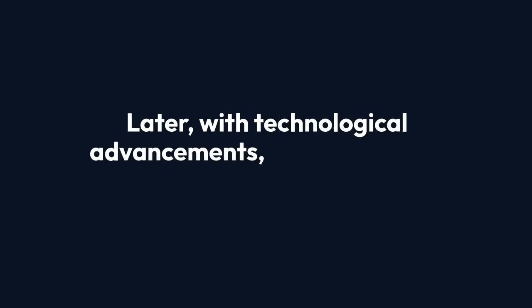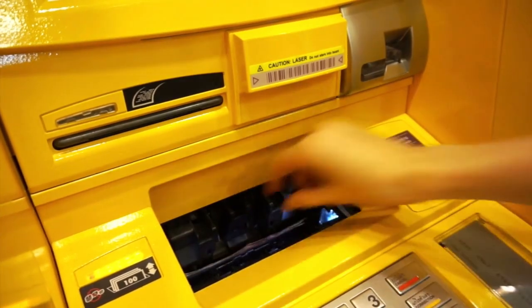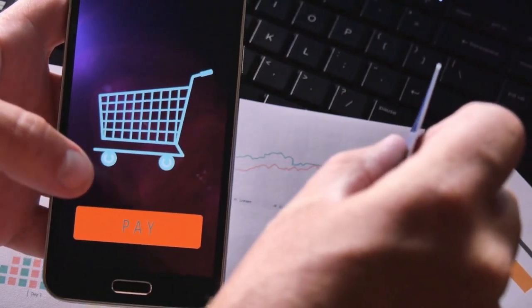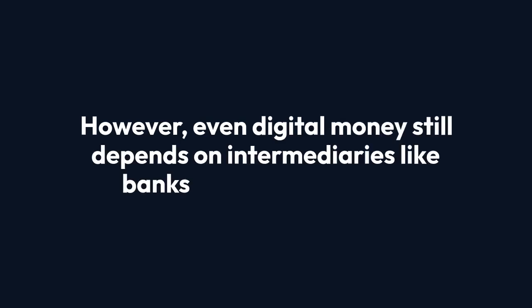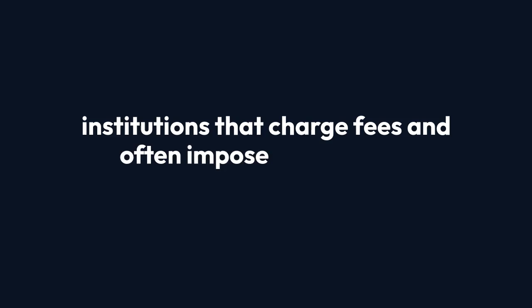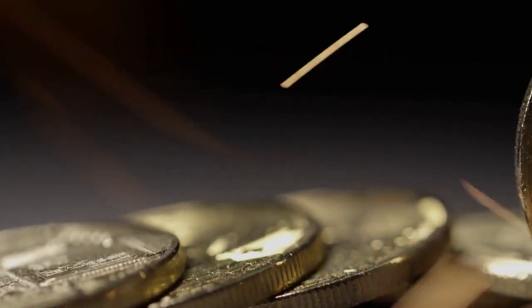Later, with technological advancements, money became increasingly digital. Credit cards, bank transfers, and online payments became common, bringing a lot of convenience and speed to financial transactions. However, even digital, money still depends on intermediaries like banks and other financial institutions that charge fees and often impose restrictions. Additionally, its issuance remains controlled by governments and central banks.